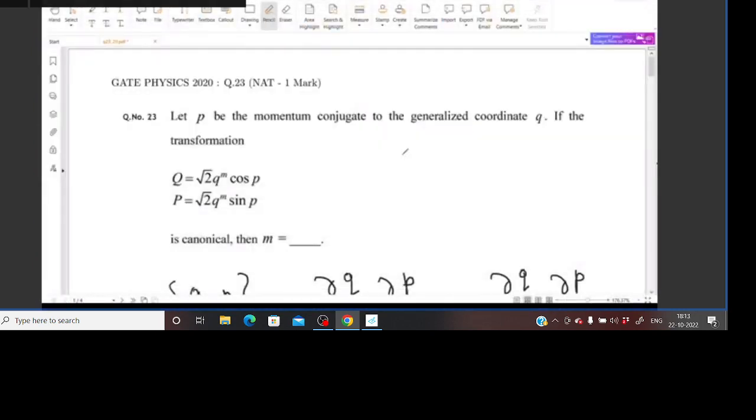Hello everyone. In this video, I shall discuss the solution of question number 23 of GATE Physics 2020. This is a numerical answer type question. Let small p be the momentum conjugate to the generalized coordinate small q. If the transformation capital Q equal to root 2 into small q to the power m into cos small p and capital P equal to root 2 into small q to the power m into sin small p is canonical, then we need to find out the value of m.